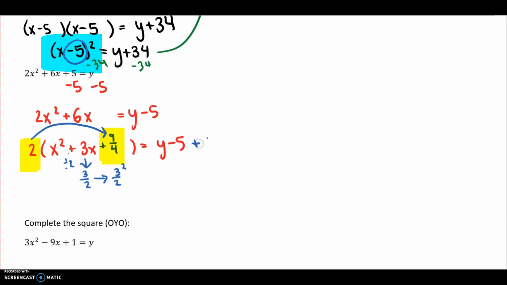And you have to do the exact same thing to the right side. And I'm going to actually write that out without distributing. You have to add 2 times 9/4. Okay, which is, I simplified that, it's 2 over 1 times 9 over 4, which is 18/4. Okay, that's the most commonly forgotten step.